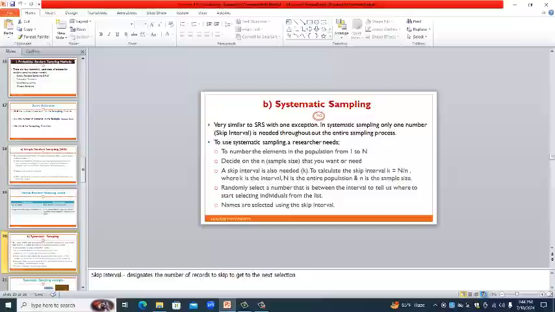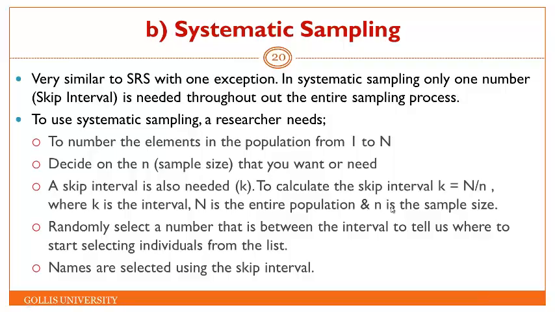Okay, so we continue with systematic sampling. Like we say, systematic sampling is just the same as simple random sampling, but in systematic sampling you need to have that skip interval, and you use the skip interval to select your sample. As we mentioned earlier, names will be selected using the skip interval.